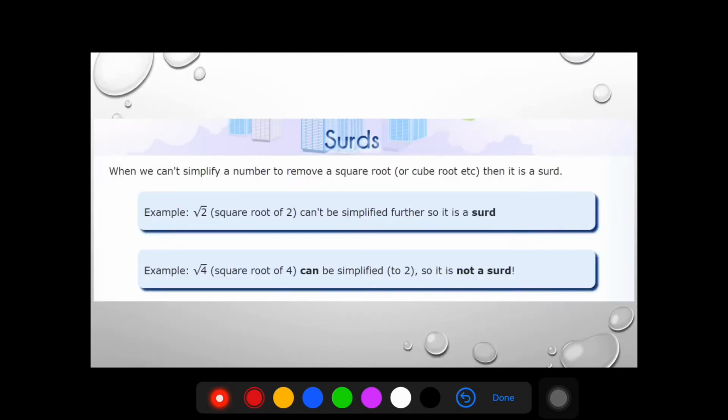Okay, now we go into surds. What is a surd? When we can't simplify a number to remove a square root or a cube root and so on, then it is a surd. For example, square root of 2 cannot be simplified further, so this is a surd. Square root of 4 can be simplified to 2, so it is not a surd.